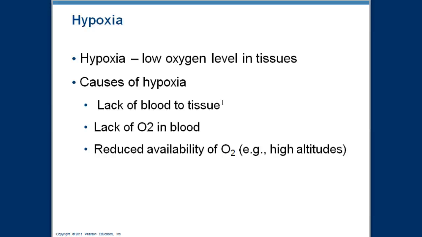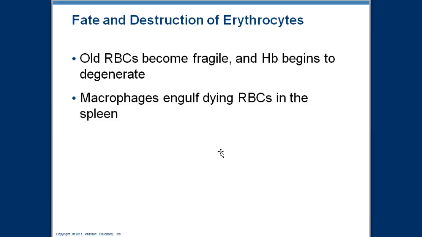So that would be an example of a lack of blood causing hypoxia as opposed to a lack of O2. And one of the reasons why you might have less oxygen in your bloodstream would be reduced availability of oxygen. And you're going to see later that we will talk about defects or problems with your red blood cells that would reduce their oxygen carrying capacity, which would lead to a lack of O2 in the blood. And we'll talk about that as well and make sure that we keep that separate from hypoxia. So your red blood cells don't live forever.